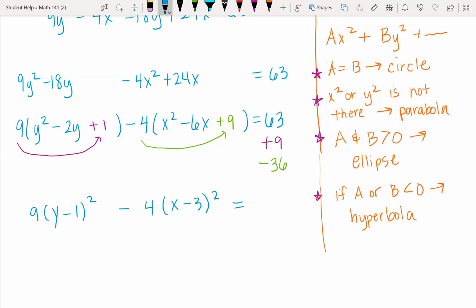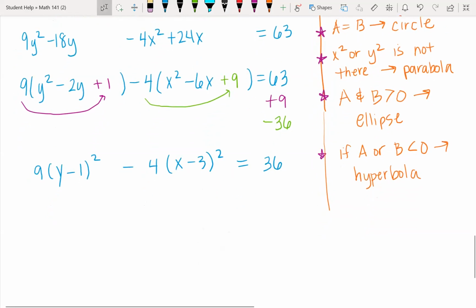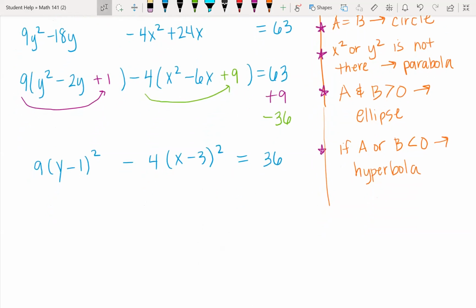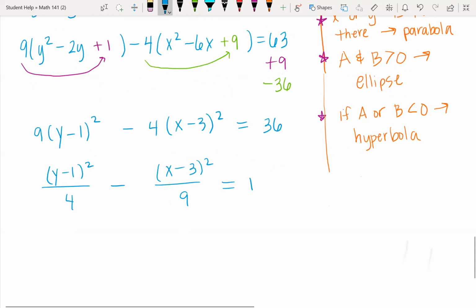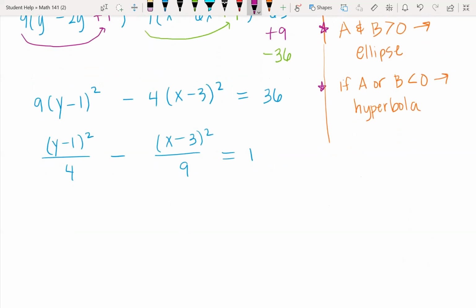equals, calculator, 36. Then we divide everything by 36 so that we get a 1 on the right-hand side. Y minus 1 squared over 4 minus x minus 3 squared over 9 equals 1. All right, so we're ready to start now.